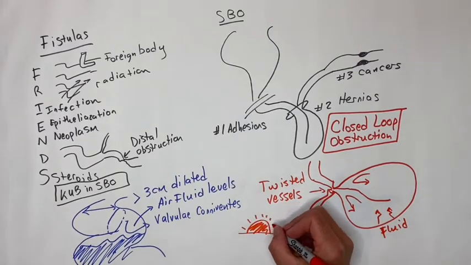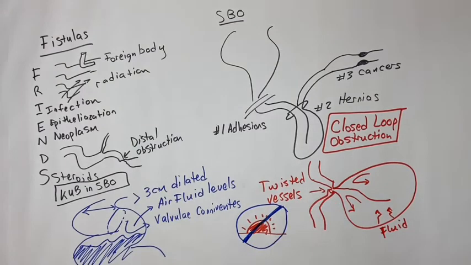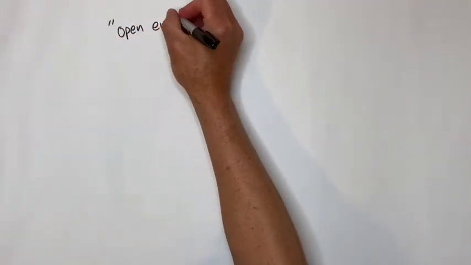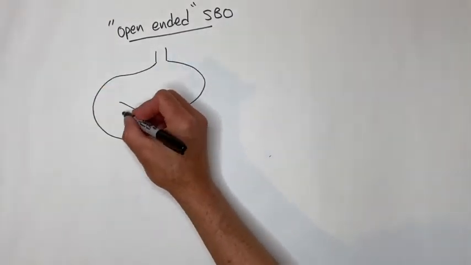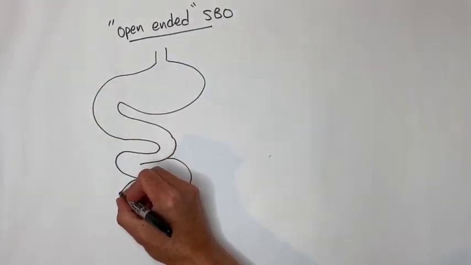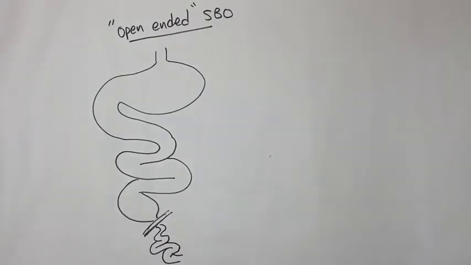Never let the sun set or rise on a closed loop obstruction, meaning these are not the ones to place an NG tube in and wait for it to resolve on its own. Now granted, the vast majority of small bowel obstructions are open-ended due to a specific point of obstruction in the small bowel. This can lead to fluid backing up throughout the small bowel all the way to the stomach. This is not considered a closed loop.